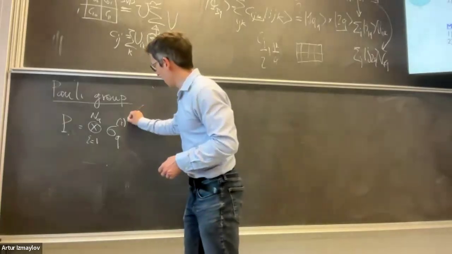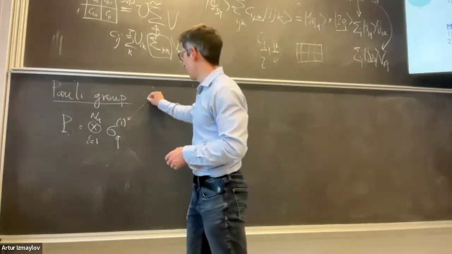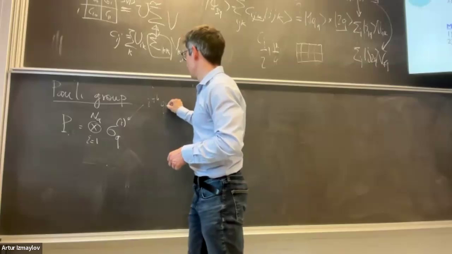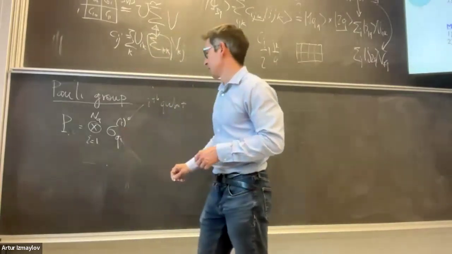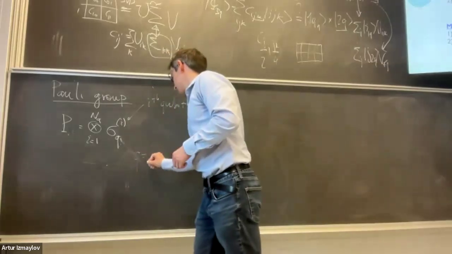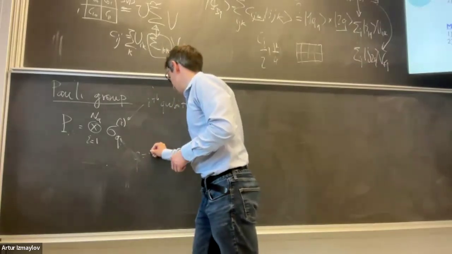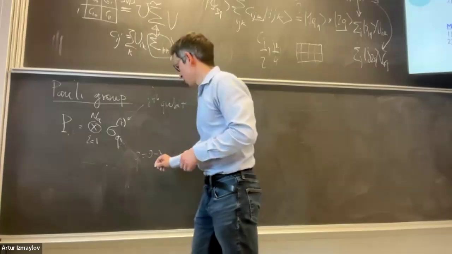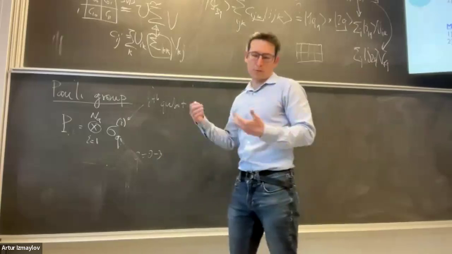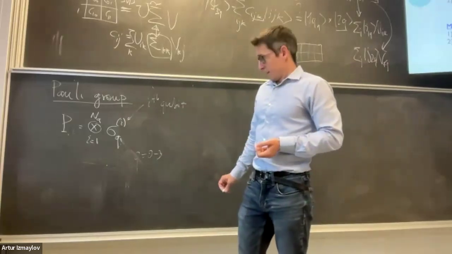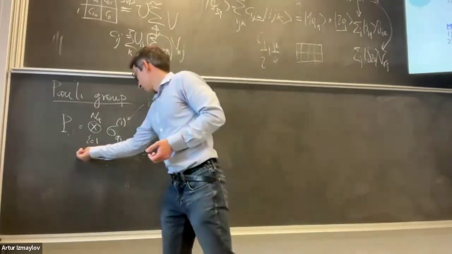So here the i superscript is the i-th qubit, and the Q here is an index that could be either 0 to 3, where 0 is identity, and 1 to 3 correspond to X, Y, Z. And it's a tensor product.